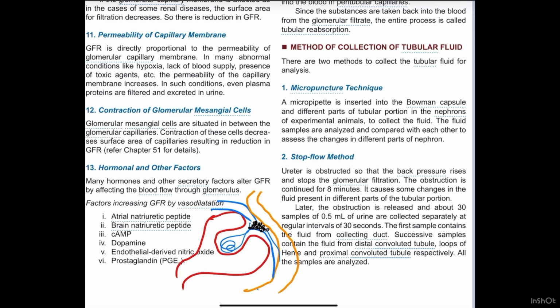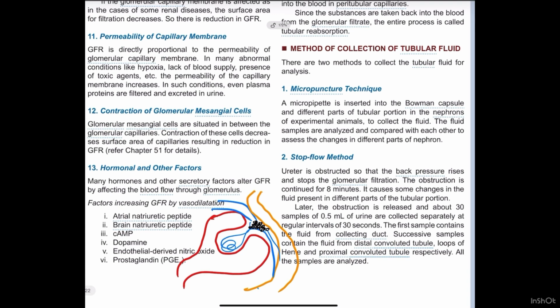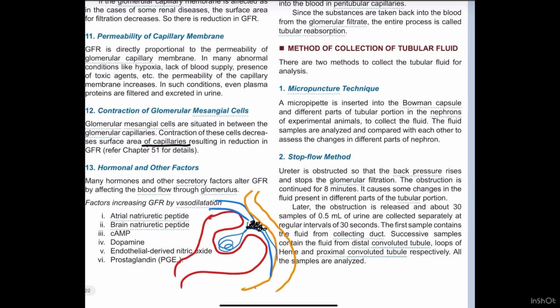Now these mesangial cells are situated between the glomerular capillaries, meaning between the afferent arteriole and the efferent arteriole. Contraction of these cells decreases the surface area of the capillaries. When the surface area is decreased, automatically the GFR is decreased.